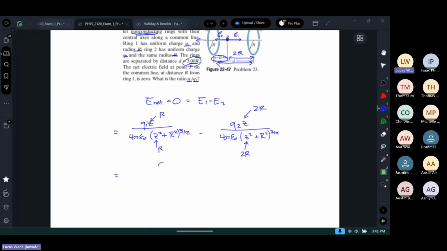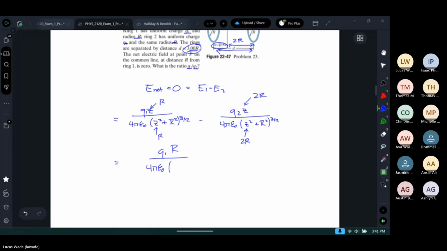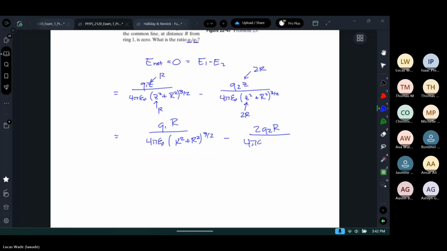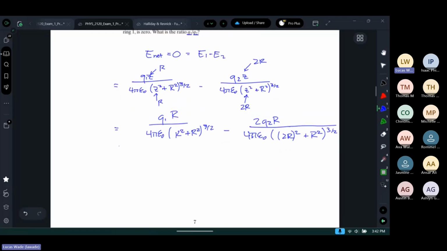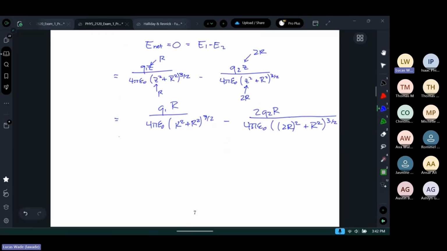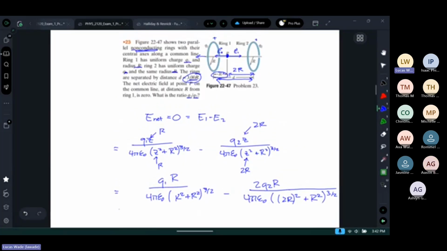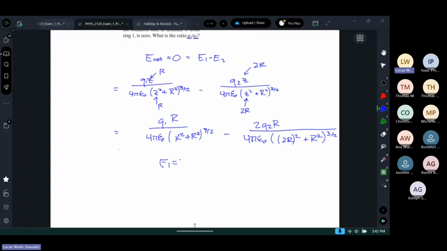And so just put that all in. R squared plus R squared to the 3/2, minus 2R over 4 pi epsilon 0. I picked a laborious problem. I should have gone with something easier. If I simplify that out, one thing that's going to be helpful is I put these back on opposite sides. In other words, if E1 minus E2 is 0, that means E1 equals E2.